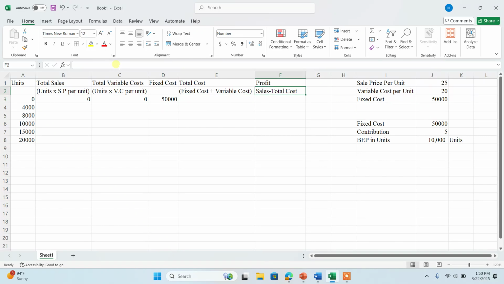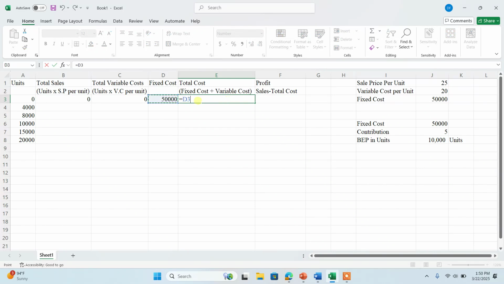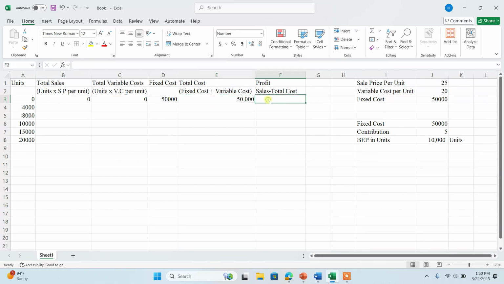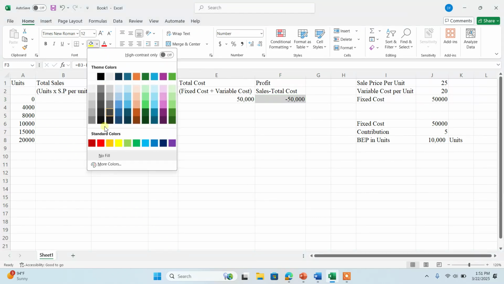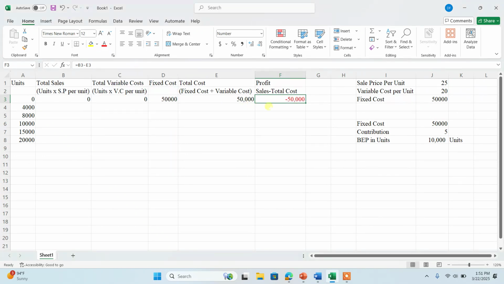Okay. Now to find out the profit, what is the formula of profit? I need the total sales minus total cost. At producing 0 units, my total sales is 0, and total cost is fixed cost plus the variable cost, which in this case is 0. So my total cost in this case is 50,000. Now what is my profit at this point? Sales minus 50,000. So I'm in loss. You can see that I'm in loss because I'm producing less than 10,000.